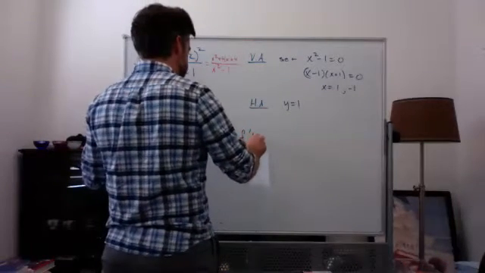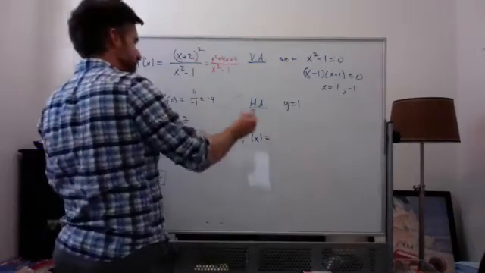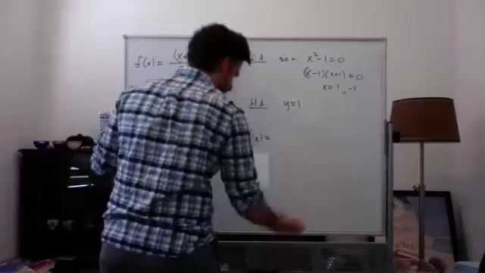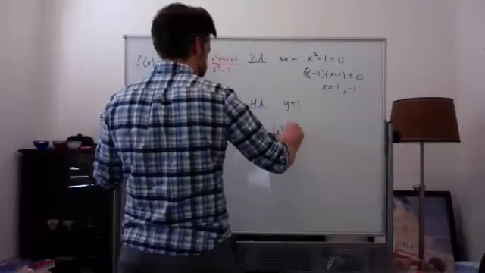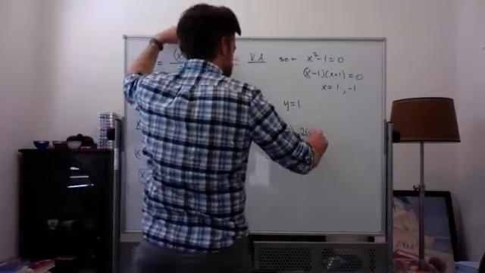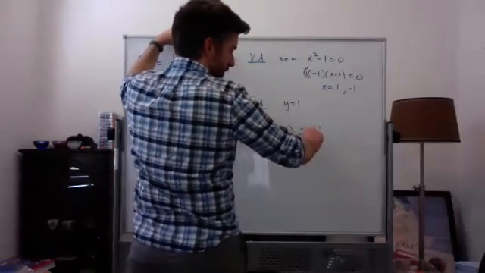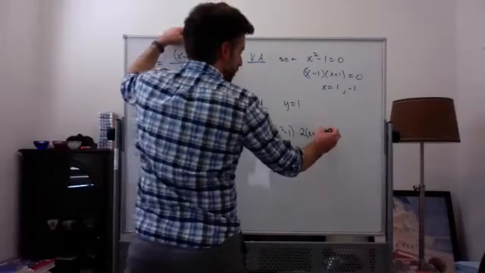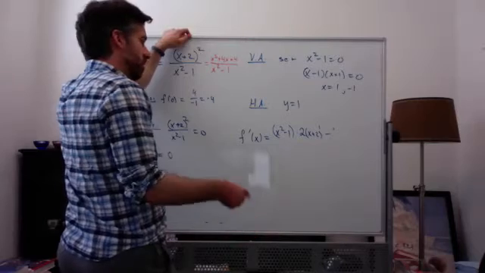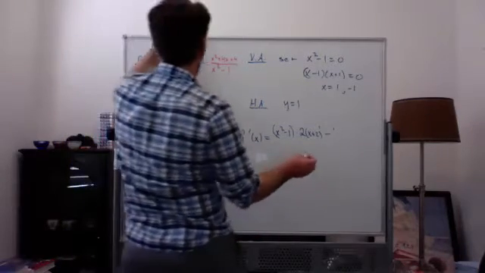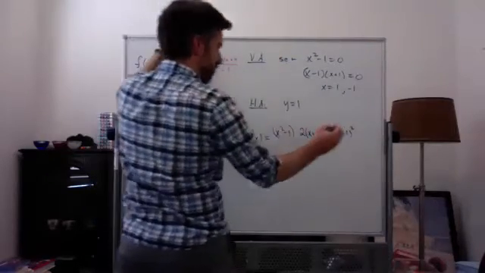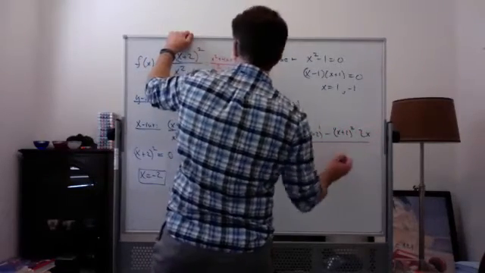So the first derivative. I'm going to do the bottom, x squared minus 1, times the derivative of the top. The derivative of x plus 2 squared is 2 times x plus 2 to the first, times the derivative of x plus 2, which is just 1, minus the top, x plus 2 squared, times the derivative of the bottom, which is just 2x, all over the denominator squared.